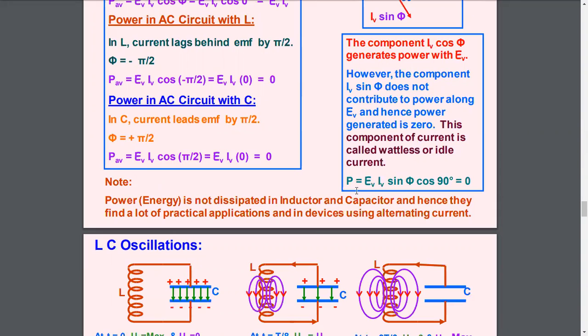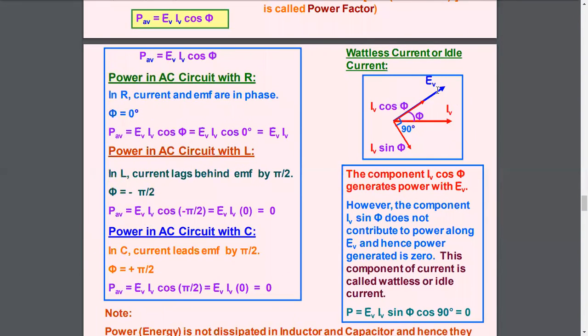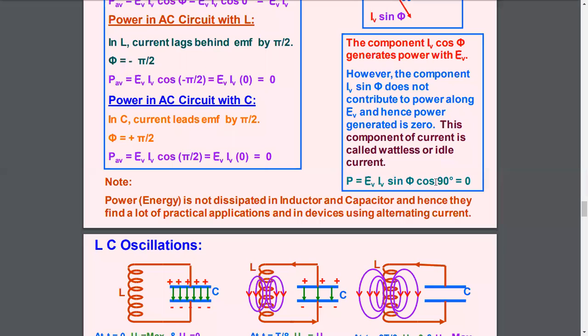So here we see power equal to ERMS into IRMS into sin phi into cos 90 degrees, because the angle between this phasor and this phasor is equal to 90 degrees. So we have taken cos 90 degrees here, and overall this value is equal to 0. So this is called wattless current. So we have got watt full current and wattless current.